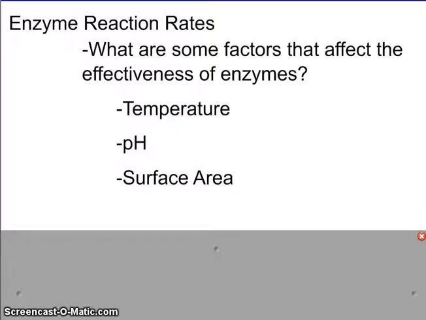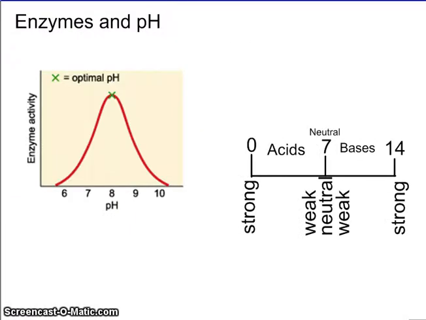Okay, so the next thing we're going to talk about is what can affect the reaction rate of an enzyme. And we've been looking at temperature, pH, and surface area. There are some others like cofactors and inhibiting factors, but right now we're going to focus on these three factors. And we've looked at those under lab. And first thing we'll look at is enzyme and pH.